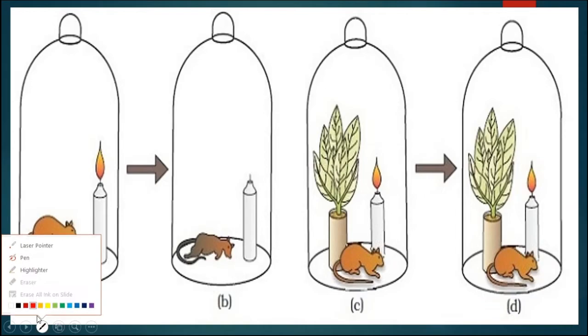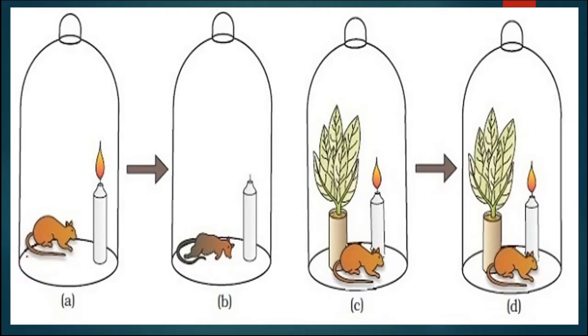This slide is showing the experiment which was done by Priestley. In this bell jar, there is a live mouse, and this candle is burning. After some time, the mouse will die as well as the candle will extinguish. Now, when a green plant is placed in this airtight bell jar, the mouse will be alive and the candle will not extinguish, it will still be burning.